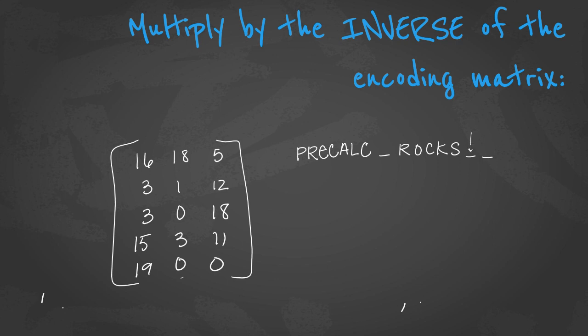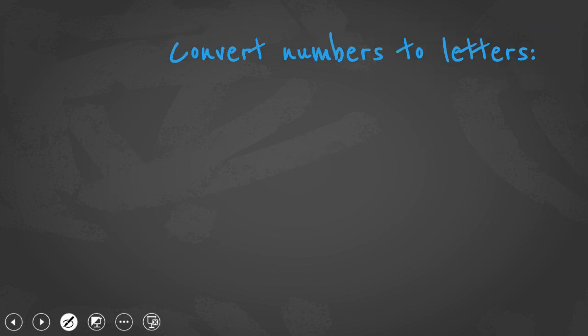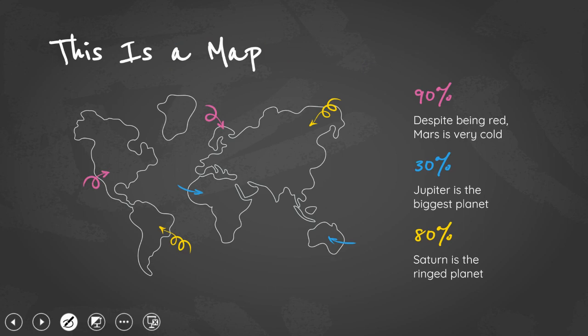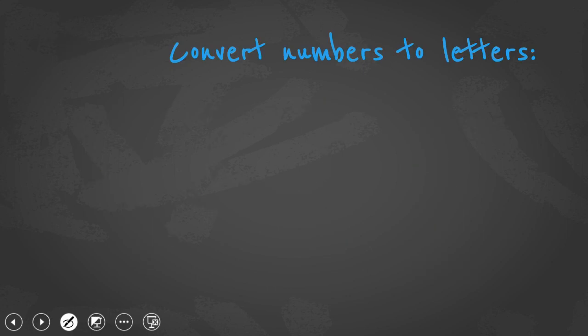Maybe we could put in some exclamation points because pre-calc rocks. So that's your little coded message there. Hopefully that kind of makes sense. Again, you can always rewatch this. This is what we're going to be doing our project on. So we converted all of these numbers to letters and we got our little message, okay? So that is our project that we're going to be doing.